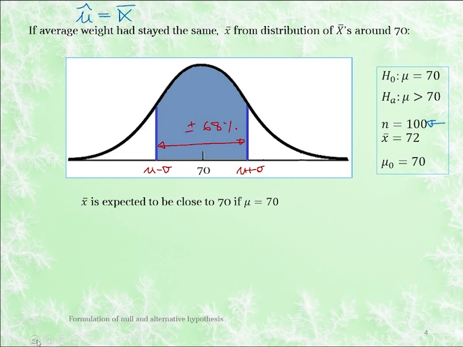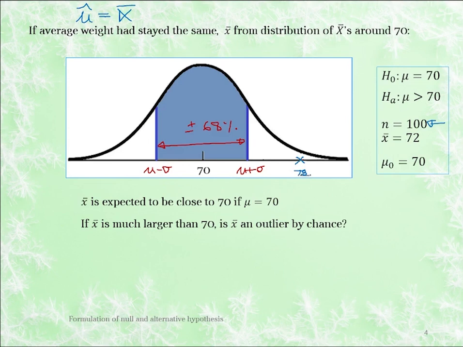So if this population is still centered around 70, then a lot of our values for x bar should be close to 70 as well. Now, if we find an x bar value which is much larger than 70, we can ask ourselves, is this by chance, or is it actually normal? So let's think about the 72. Let's say the 72 lies over there. So that is where we find 72.